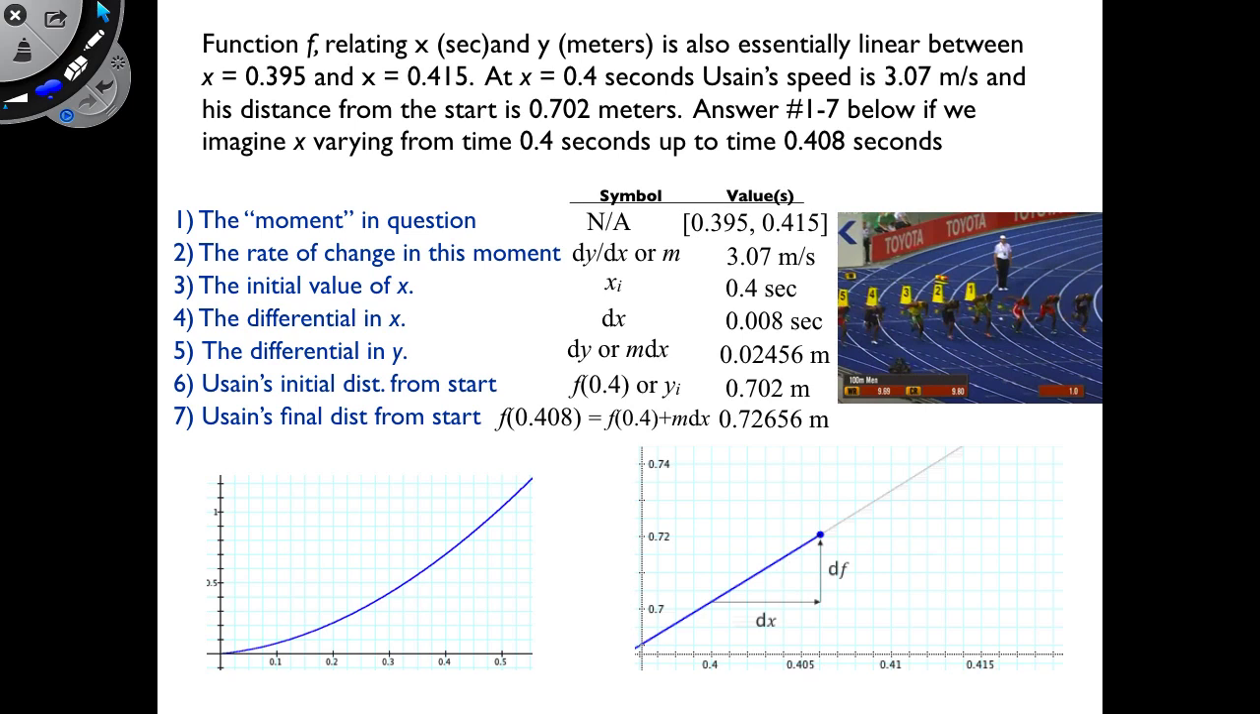So we're not using a constant rate of change over a long interval. We were not going to say he did this for the next 9 seconds. He just did this for the next 0.008 seconds.